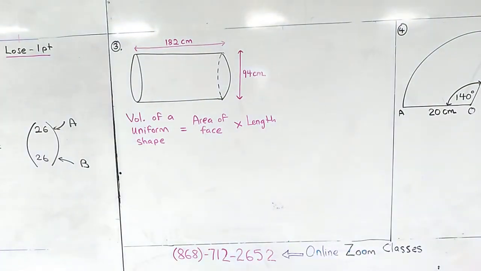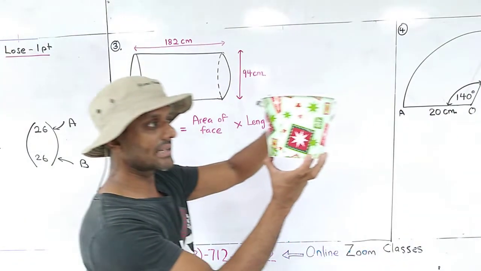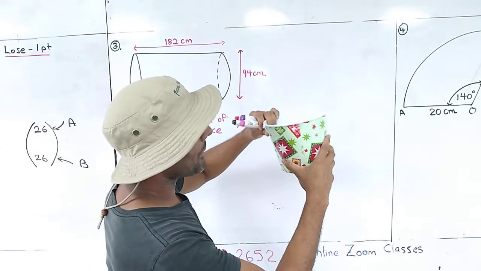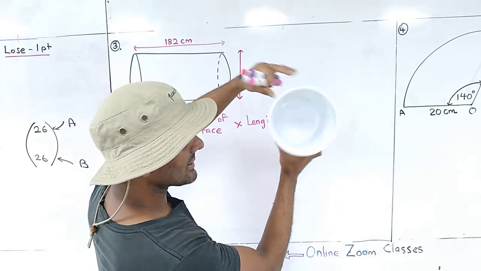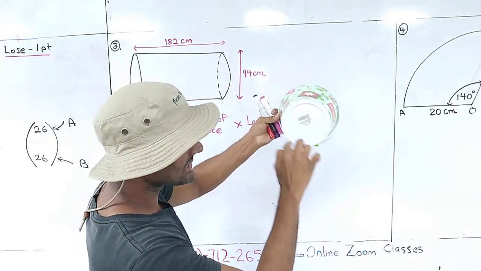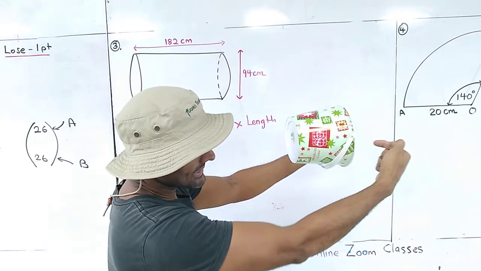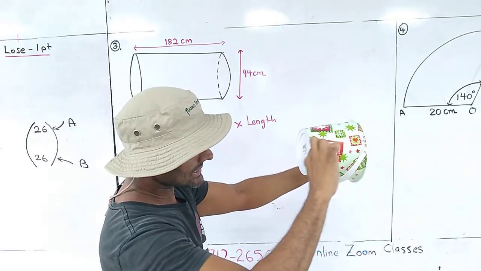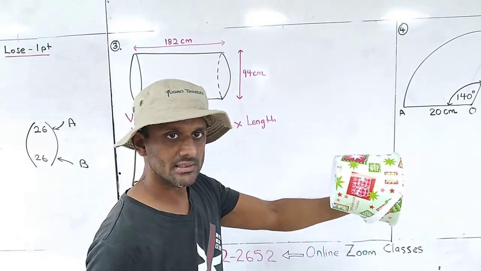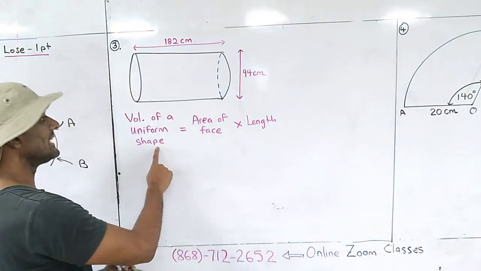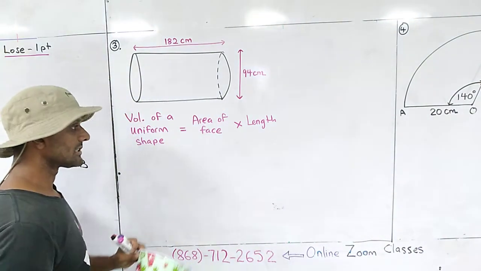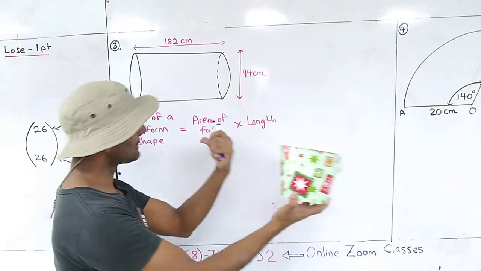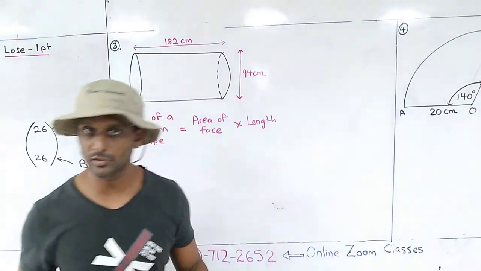Let me show you what is not a uniform shape. Let's use some things that I have here. This bucket, look at it. The bucket is bigger in front, but behind it's slightly smaller. So as you go this way, the thickness slightly what? Decreases. This formula is only for uniform shapes. So for this shape, I cannot use this formula. It's only for uniform shapes.